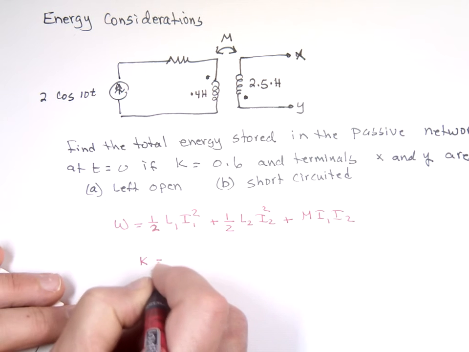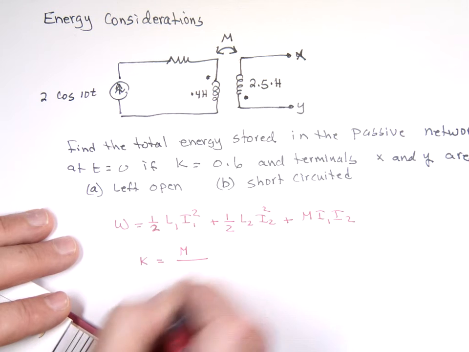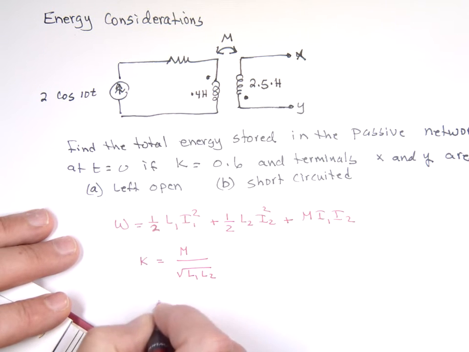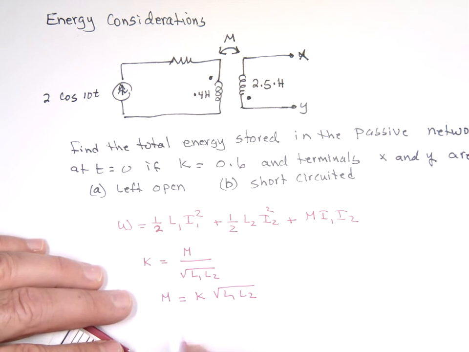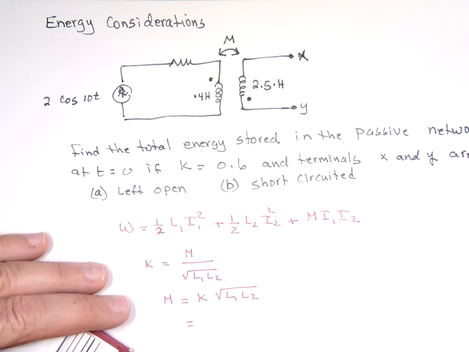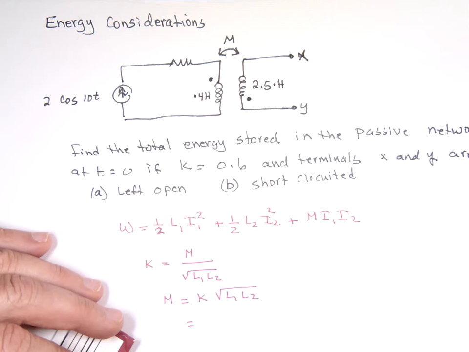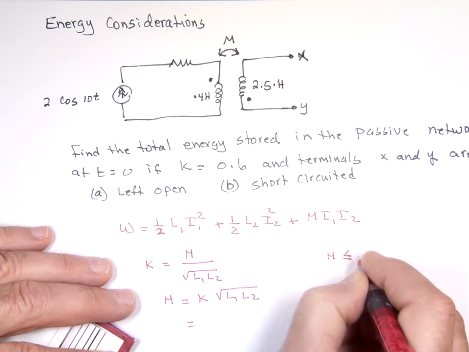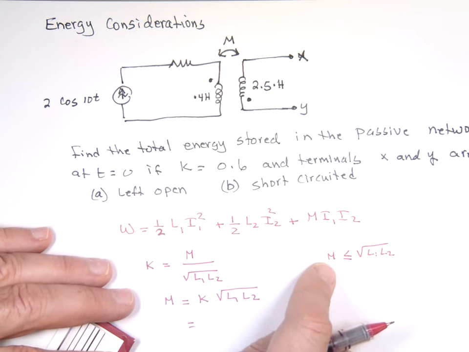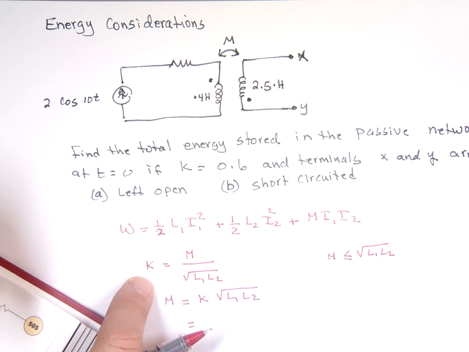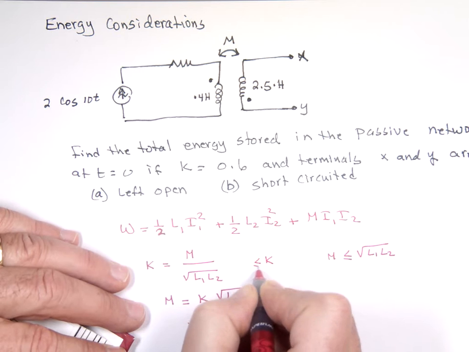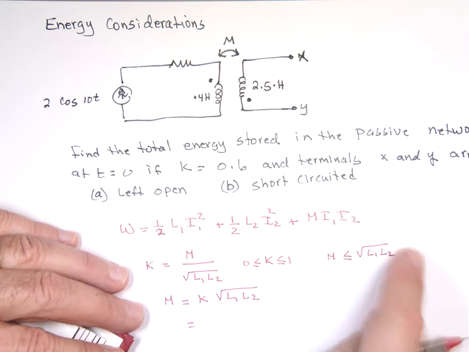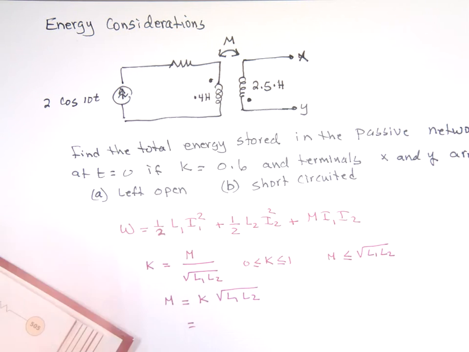Well, k, which is the coupling coefficient, is always equal to M divided by the square root of L1 times L2. That tells me M equals k times the square root of L1 times L2. So I can find M, the mutual inductance for this coil here. Before, I said M is less than or equal to the square root of L1 L2. The maximum value M will have is the square root of L1 times L2. That means k is really 1. The coupling coefficient k is between 0 and 1. So when k is 1, M equals the square root of L1 times L2. When it's 0, M is 0. And somewhere in between, that's the value of M.